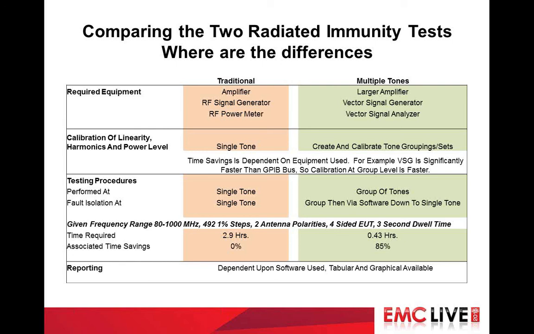Calibration is also different because you must create and calibrate sets of tones. At face value, this would appear to be time consuming, but in fact, the vector signal generator using a PXI bus is significantly faster than a GPIB bus, so calibration at group levels is actually faster than for single tones. Once you have your sets of tones and have done your calibration, testing can be performed rapidly, only slowed for fault isolation. As noted, you'll witness exponential time savings by testing multiple tones simultaneously. Reporting is dependent upon software, but is readily available in both tabular and graphical formats.